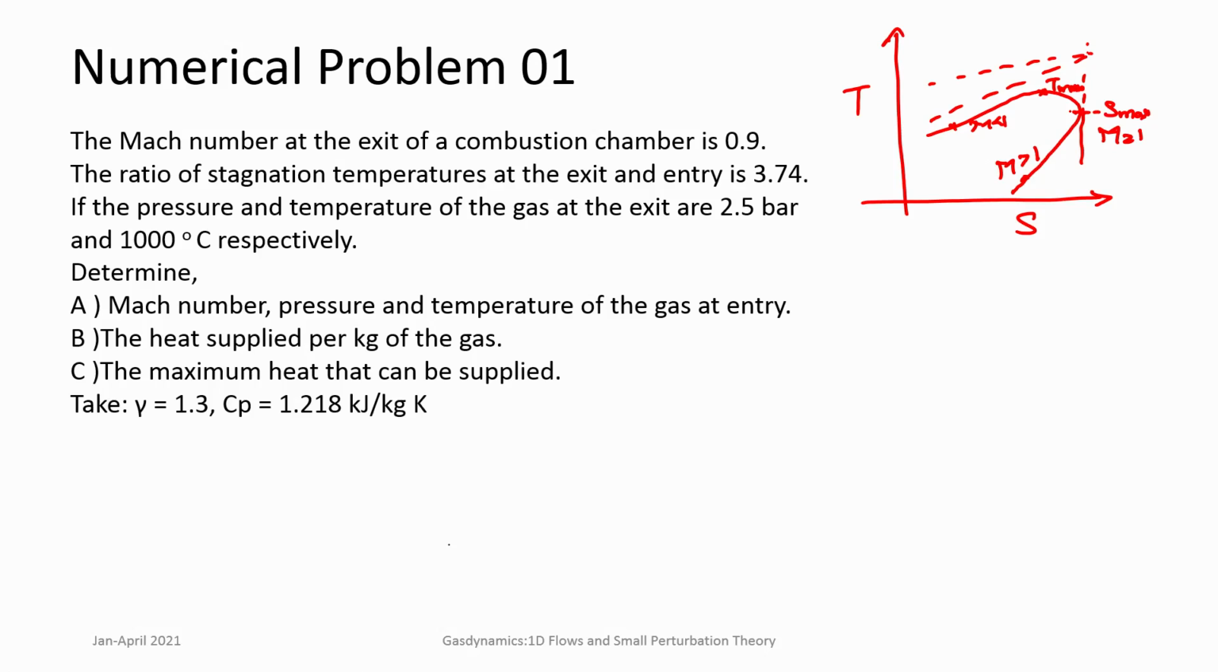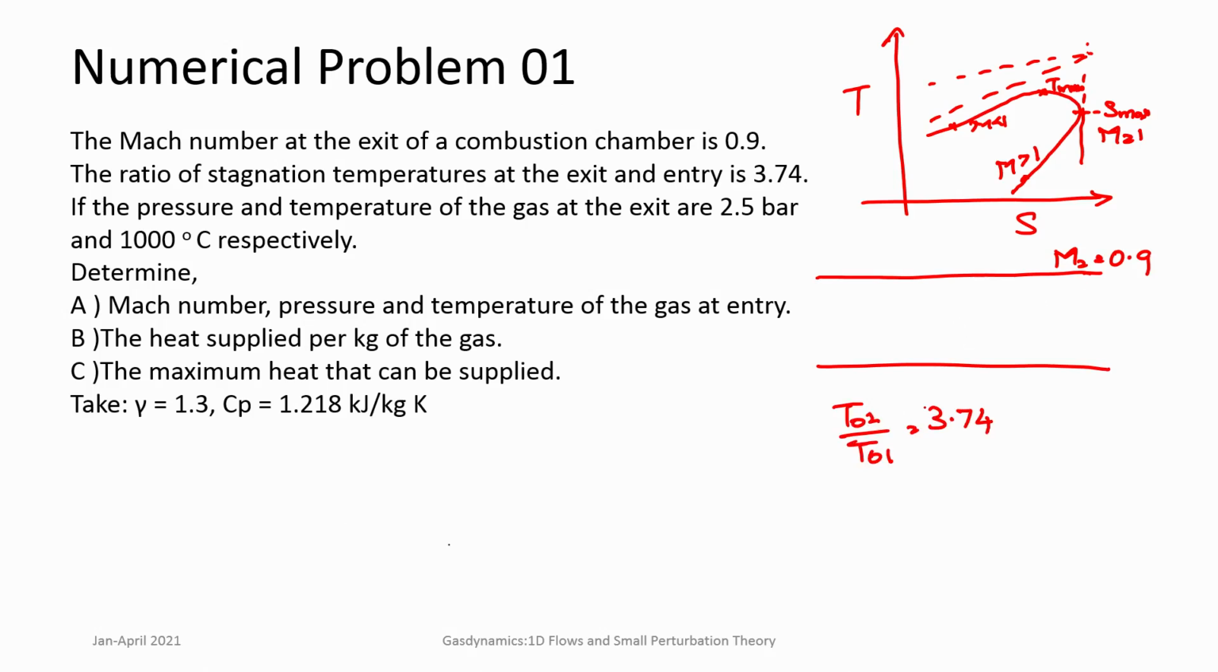This is problem number 1. The Mach number at the exit of a combustion chamber is 0.9. It is always useful to draw a schematic: a constant area duct, and Mach number at exit M2 is 0.9, and the ratio of stagnation temperatures at exit and entry, T02 by T01, is given as 3.74.